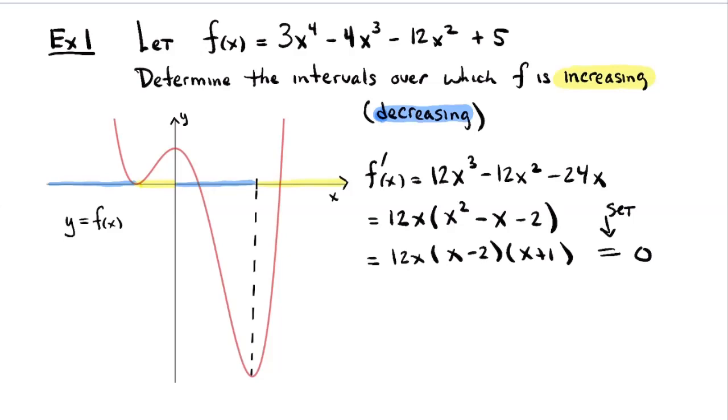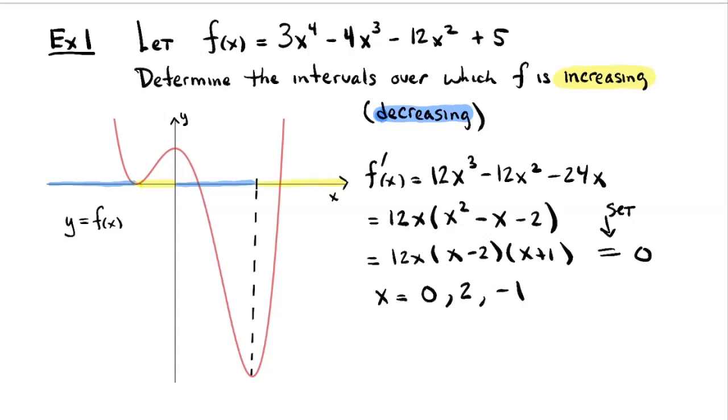And in this factored form, I can see that there are precisely 3 solutions. The 3 values of x that make that 0 are x equals 0, x equals 2, and x equals negative 1. So there are precisely 3 values of x that make the derivative, f prime, equal to 0, and they're those 3 values.